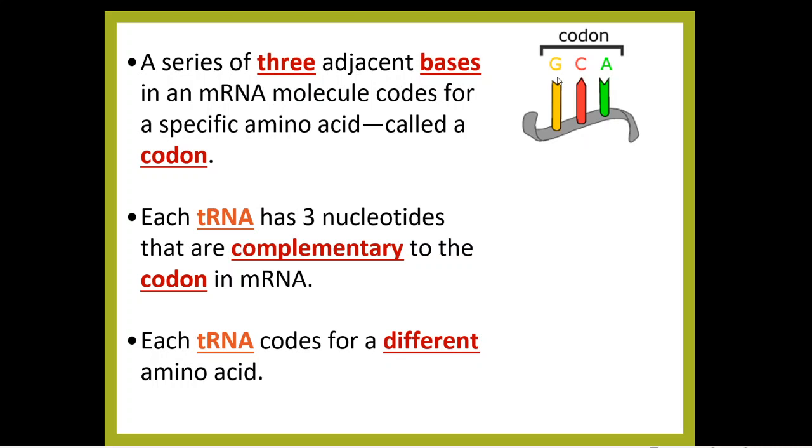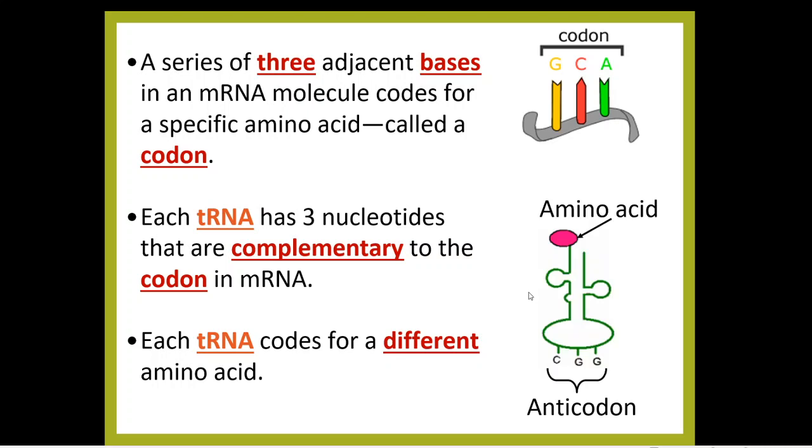These 3 adjacent bases that I just talked about, that tRNA actually comes to, are called codons. So a series of 3 adjacent bases in an mRNA molecule that codes for a specific amino acid is called a codon. So whenever I say codon, I mean 3 bases off of messenger RNA. And each transfer RNA, or tRNA, has 3 nucleotides that are complementary, which means they match, to the codon in mRNA. And each tRNA codes for a different amino acid. We'll go through and practice this a bunch of times, okay?